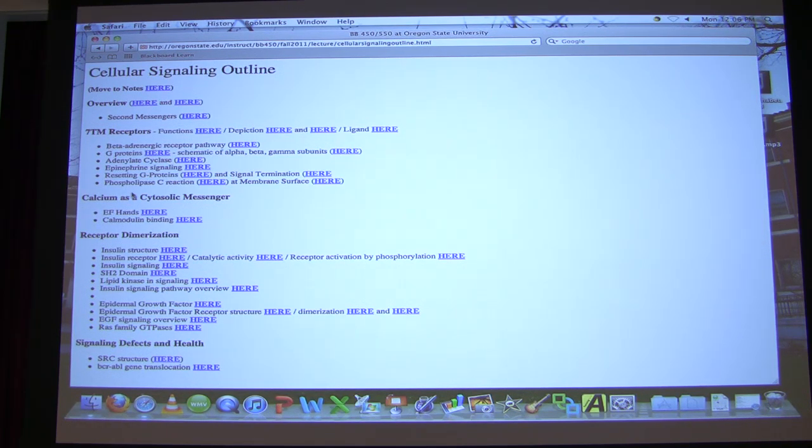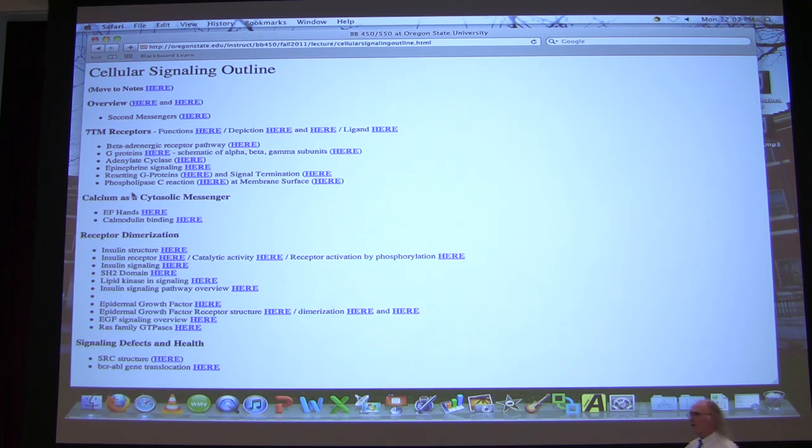That response might be, let's activate a bunch of enzymes, let's inactivate a bunch of enzymes, let's tell the cell to divide, let's tell the cell not to divide. All kinds of possible responses can happen as a result of the binding of hormones to the cell surface receptors. And so we're going to spend some time talking about those receptors, as well as about a few of the signaling pathways that are there.